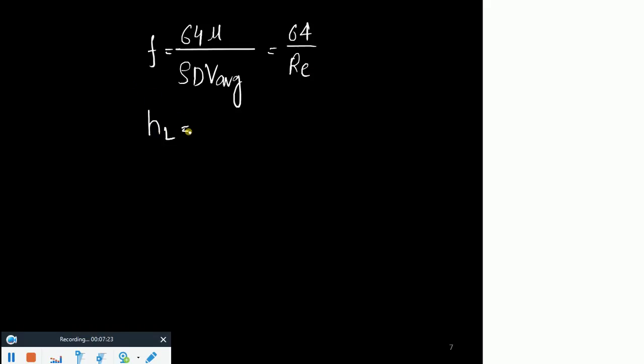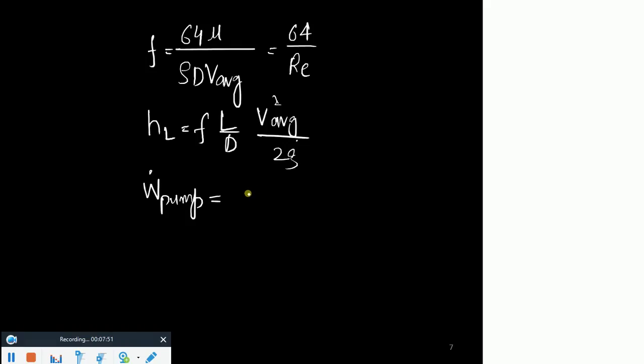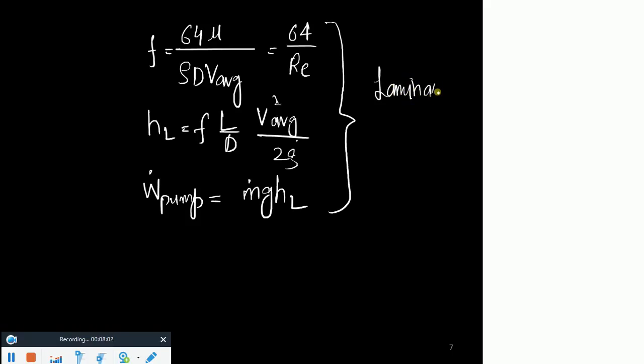And then the head loss, basically the head loss is something which is there to maintain a certain height to counter those frictional effects inside a pipe. Okay, so this head loss is there, and that was equal to f L by D V average square over 2g. And then we also found out the pumping power, which was equal to m dot g HL. And these relationships are true for which flow regime, which cross section?